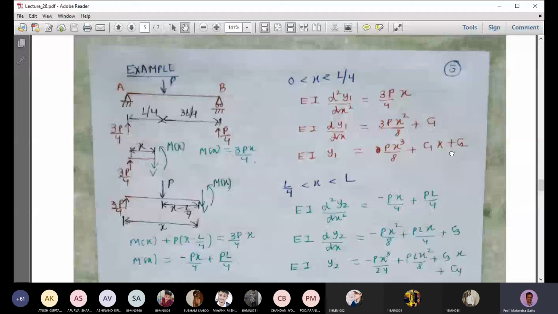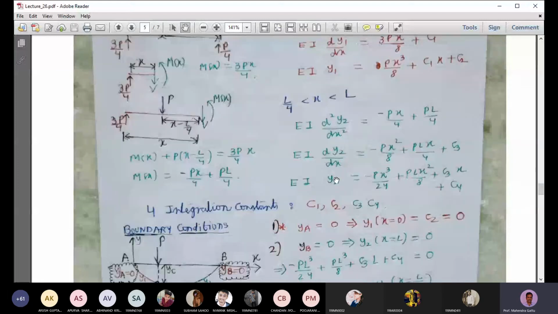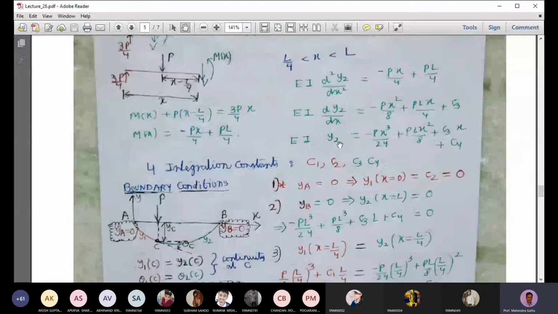So we have EI d square y2 by dx square is minus Px by 4 plus PL by 4. When you integrate it once, we have x square by 2, so 4 into 2 will become 8, and PLx by 4, and we have integration constant c3, and we integrate it one more time. So EI y2, and x square dx will be x cube by 3, so it will become Px cube by 24, and x dx will be x square by 2, so PLx square by 8. C3 dx integral will be c3x plus c4, that is the fourth integration constant. So we have total 4 integration constants: c1, c2, c3, c4.